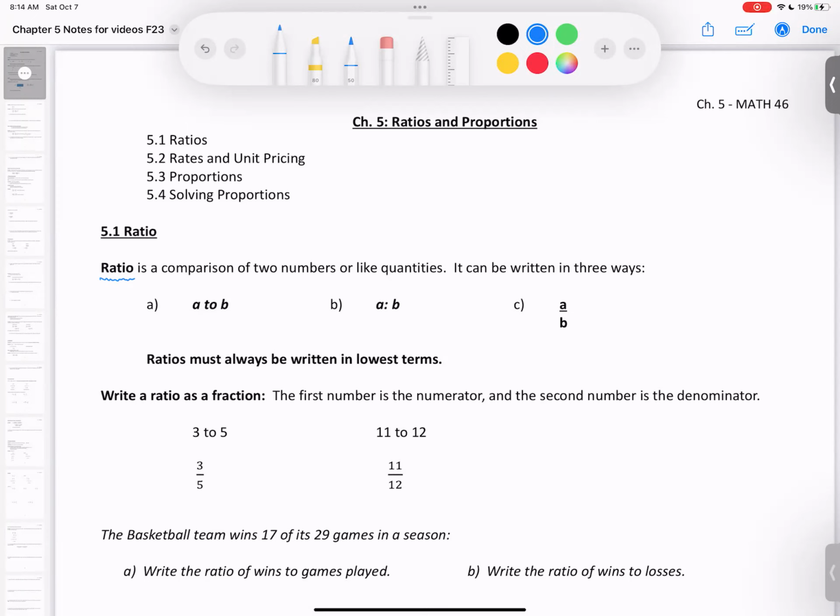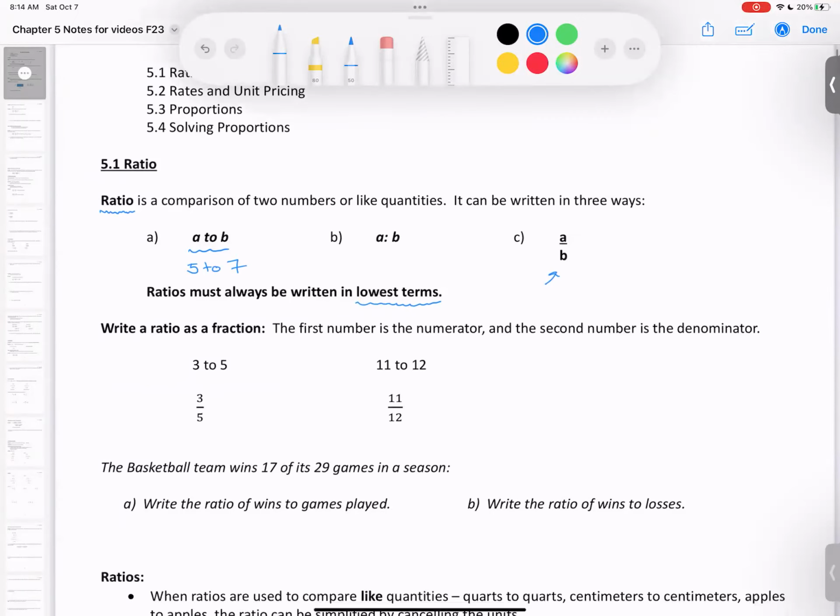So you might have seen these written like this. You might hear there's a 5-to-7 ratio of females to males in a classroom, A to B, with the colon, or A over B, which lets you know these ratios are just fractions. You always want to write ratios in lowest terms, just like we do with fractions. And really, they are the same thing. It's just another way to express a fraction with like quantities.